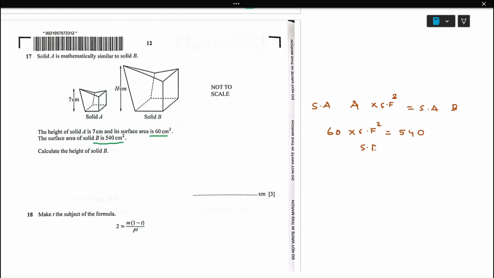So scale factor squared equal to 540 over 60, so scale factor squared equal to 9. So scale factor equal to square root of 9, so scale factor equal to 3. So we got the scale factor. We need to find the height. It's very simple. So H equal to 7 times the scale factor, which is 7 times 3, going to be 21. So 21 centimeters is the answer here.